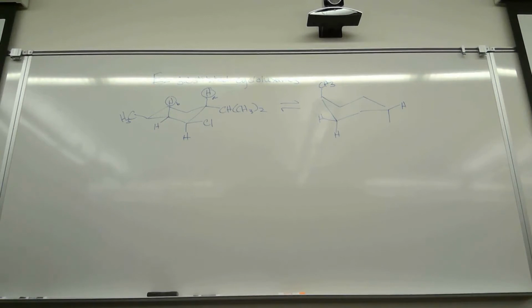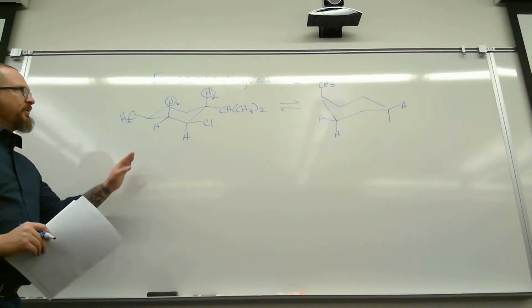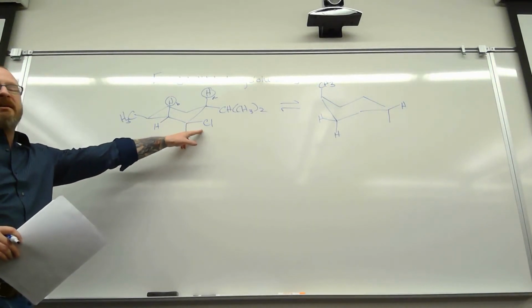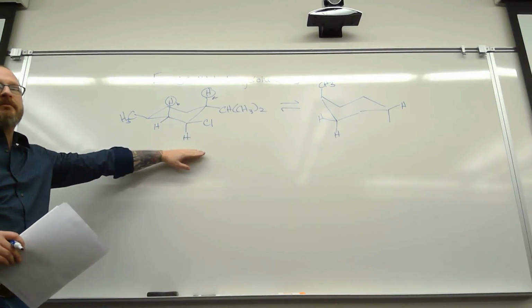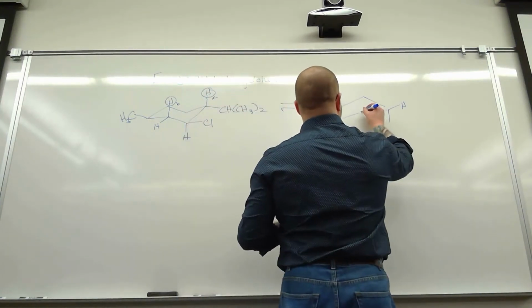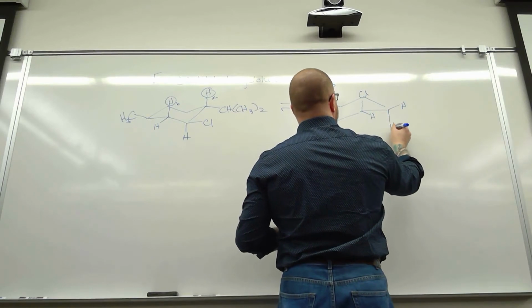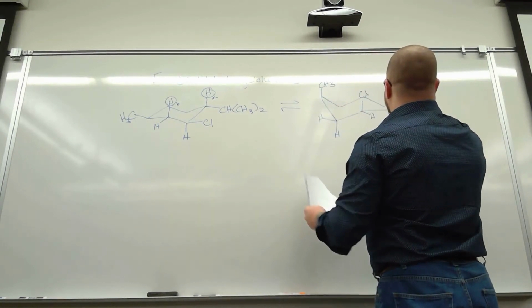Now the chlorine is also on the equator. With the chlorine in an equatorial position, we know it cannot act as a leaving group in an E2 reaction, therefore no reaction occurs here. So if we do a ring flip, this should go up high.